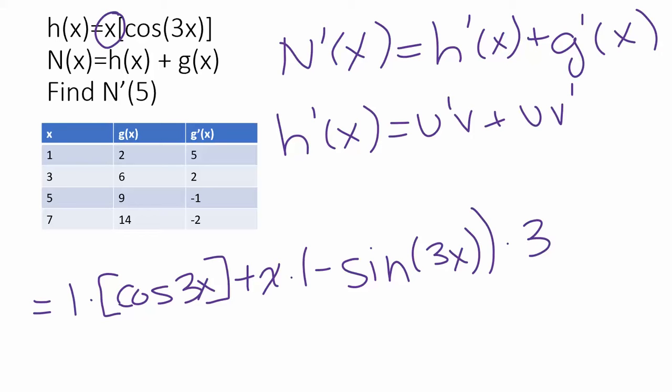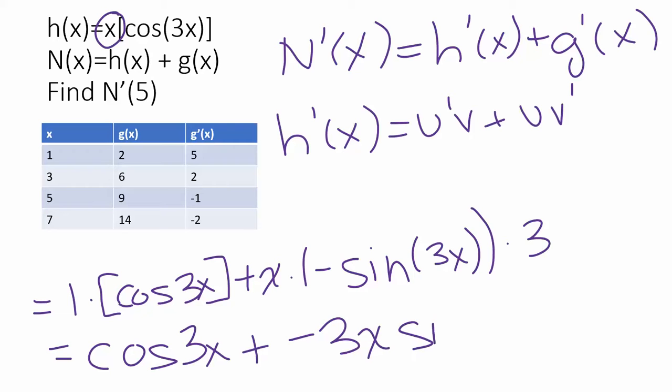Okay, so simplifying this down, my whole derivative h prime of x is cosine 3x plus, I have a negative 3x sine 3x. We want to evaluate this when x equals 5. We're going to get a numeric answer. In this problem, you do need to use your calculator. So grab your calculator. Make sure it is in radian mode. On the AP exam, unless they specifically tell you otherwise, we are going to be working in radians.